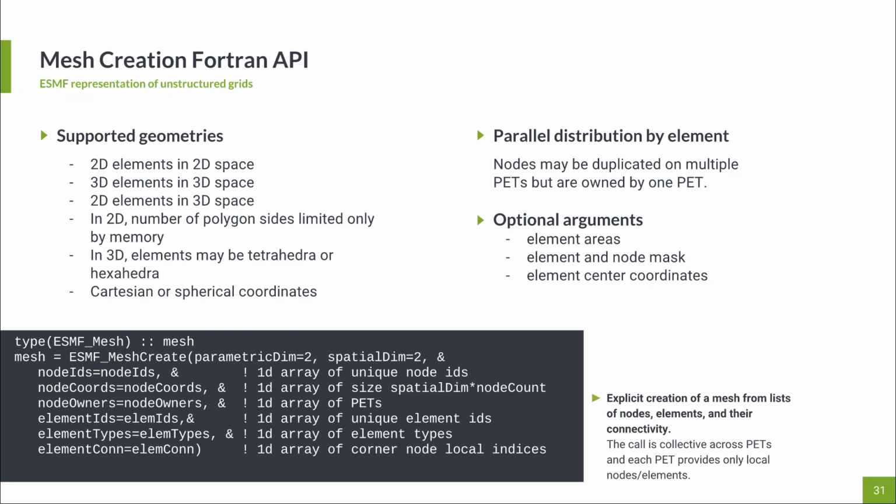And then the mesh, like the grid and the field and everything else, is a fully parallel distributed object. So each PET will own part of the mesh. The call at the bottom is showing how you explicitly create a mesh by providing a set of nodes and then how they're connected together into elements.